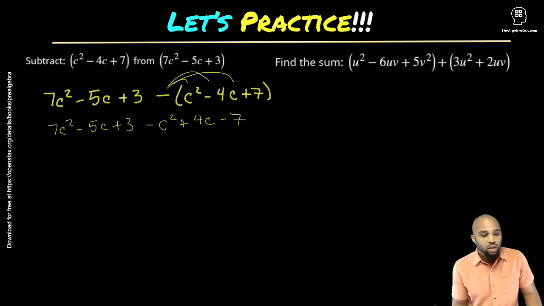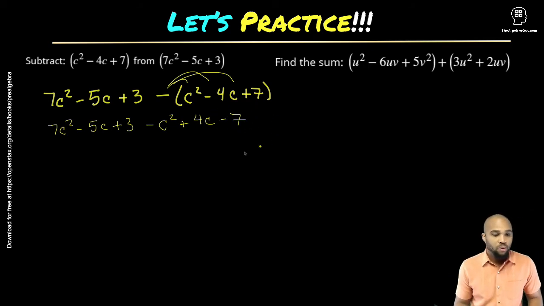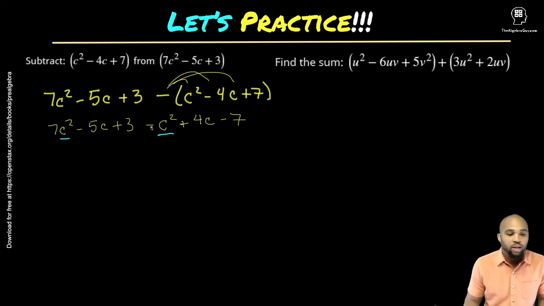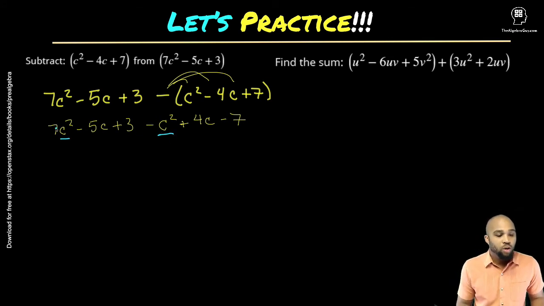So when I put those together, what do I get? All right, first thing I'm going to do is identify my like terms, c squared and c squared. I know I can add those coefficients. What are my coefficients? 7 minus 1 gives me a 6 c squared. Cross those out. I'm done with that.